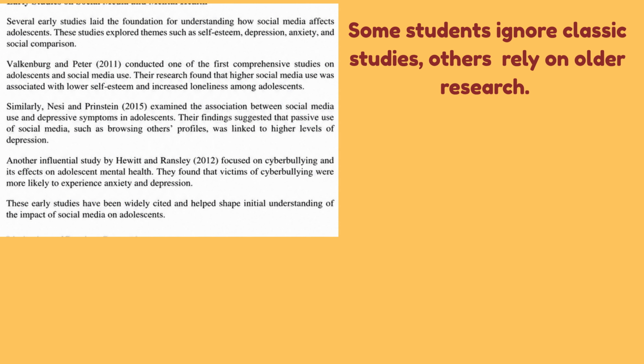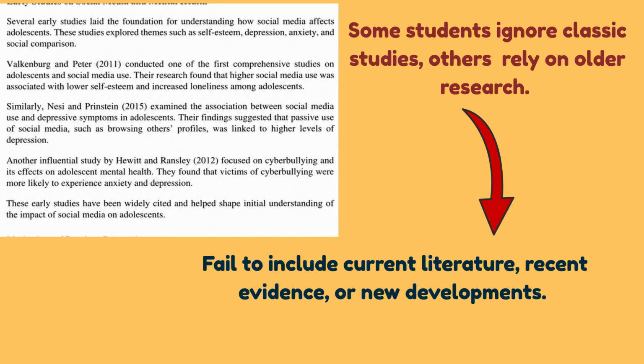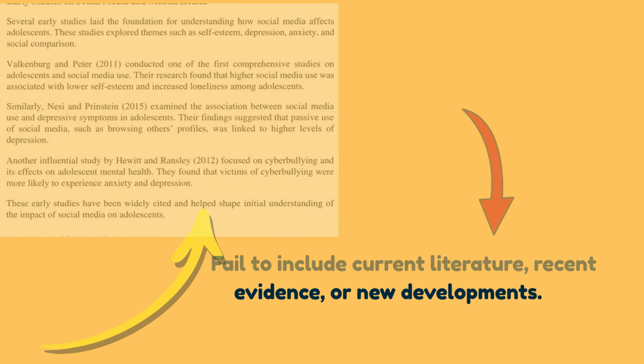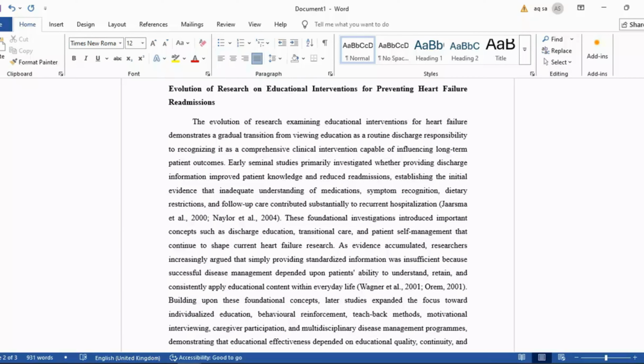While some students ignore classic studies, others make the opposite mistake by relying almost entirely on older research. They build their literature review around influential publications but fail to include current literature, recent evidence, or new developments. As a result, the literature review reflects what researchers knew years ago rather than what is currently understood about the topic. A high-quality literature review demonstrates this evolution of knowledge.